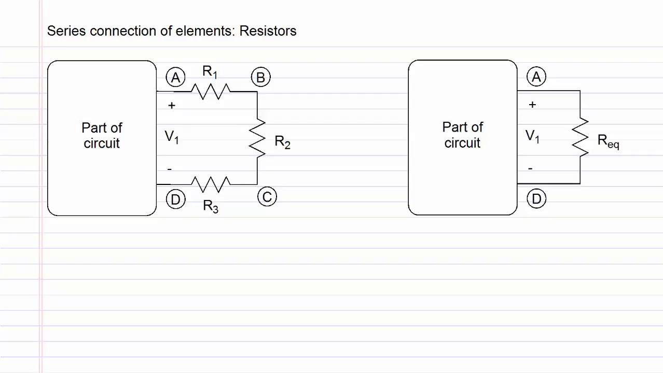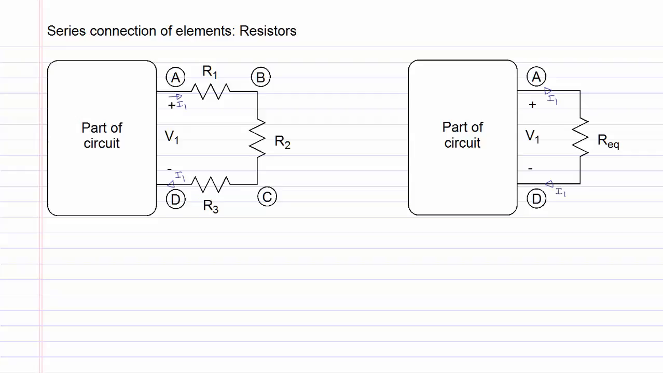There's a rectangular box called the part of circuit, which has two terminals A and D coming out of them for both circuits. The rectangular boxes are identical for both circuits, and we are not interested in what is happening inside these boxes. We are more interested in what is happening outside the box and what is connected at the terminals A and D. Both circuits have the same voltage V1 and current I1 at its terminals.